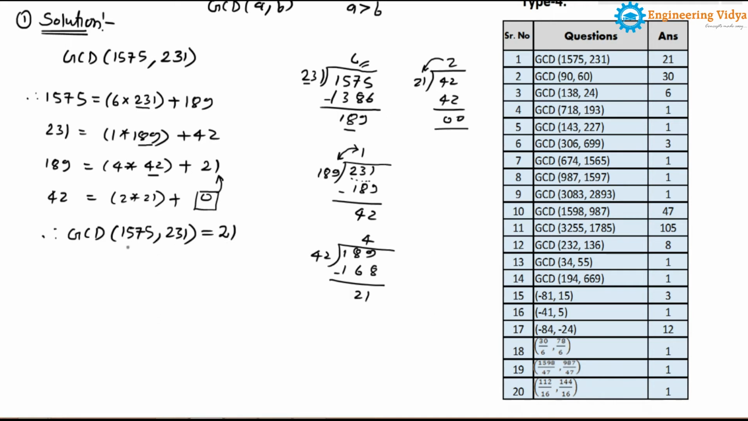I hope you understood this problem. For simplicity, I'll solve one more problem. Here we have solved sum number 1. Now I'll go to sum number 2. Here they are saying we have to find the GCD of 90, 60. So here we'll write the GCD of 90, 60.